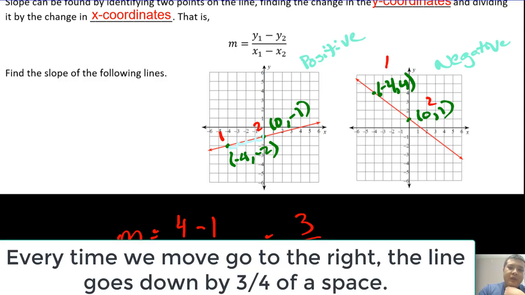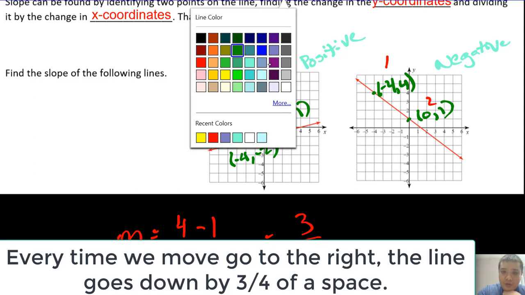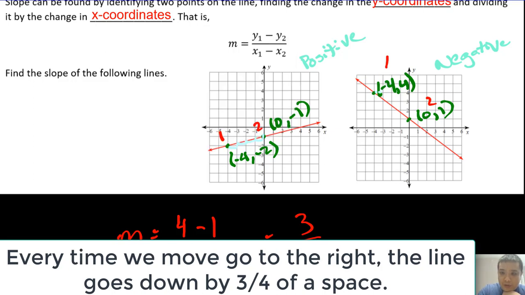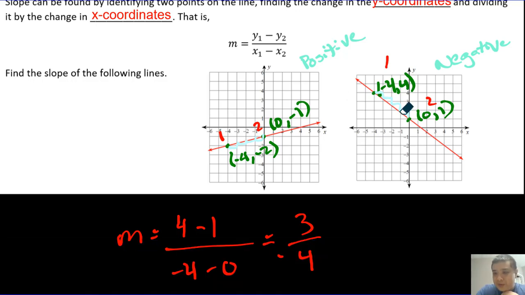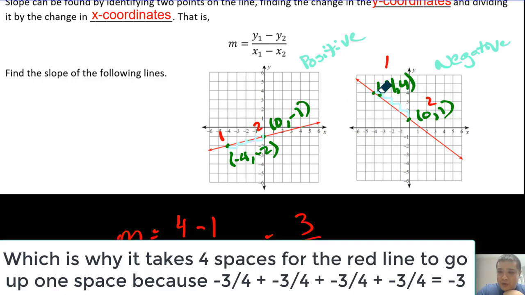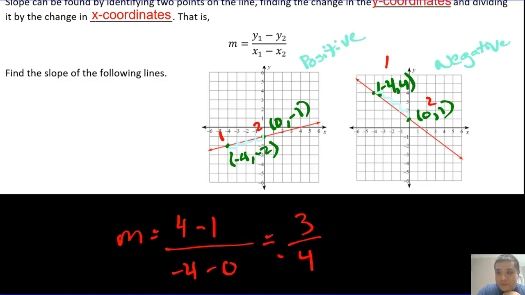So again, this means that this is going over 1, down 3/4. Over 1, down 3/4, over 1, down 3/4, which makes sense because negative 3/4 plus negative 3/4 plus negative 3/4 plus negative 3/4 is negative 3. That's why it goes down 3 steps when we go over 4.